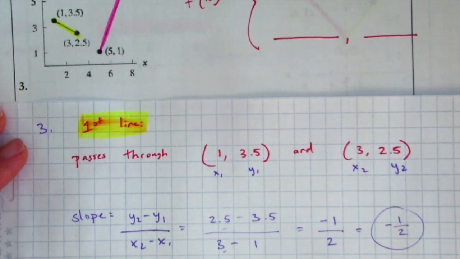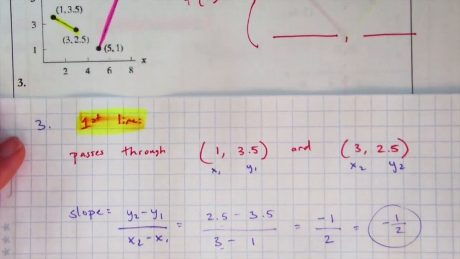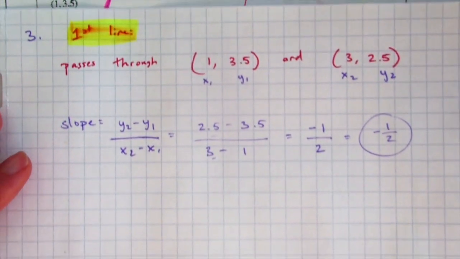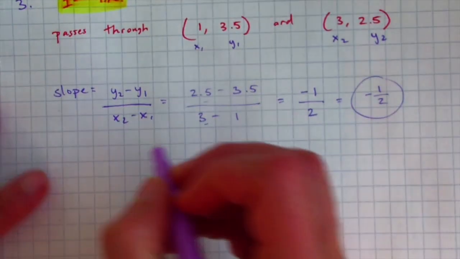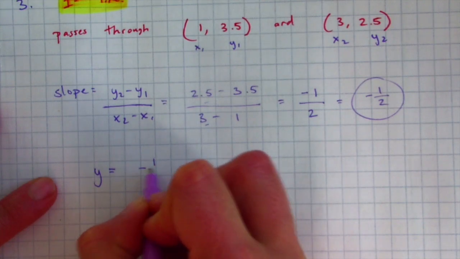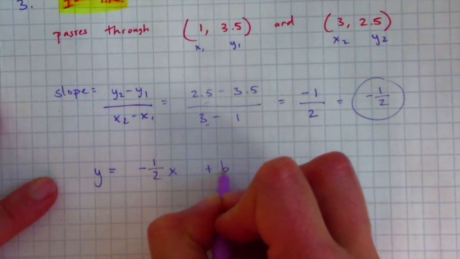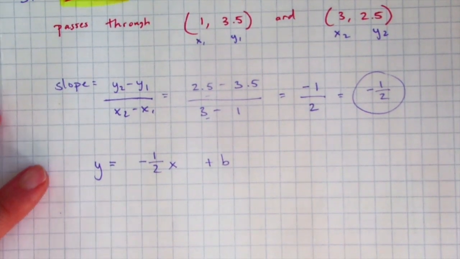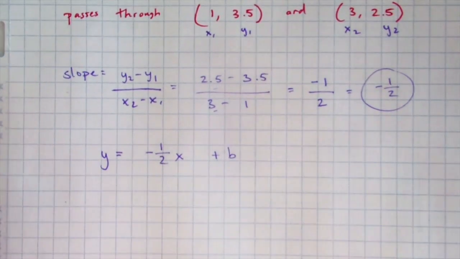Okay, so what happens now? Well, I know eventually I want to get y equals mx plus b. So what I'm going to do is say y equals -1/2 x plus b, and try to think about how I could solve for my y-intercept. So hopefully this process will sound familiar to you.